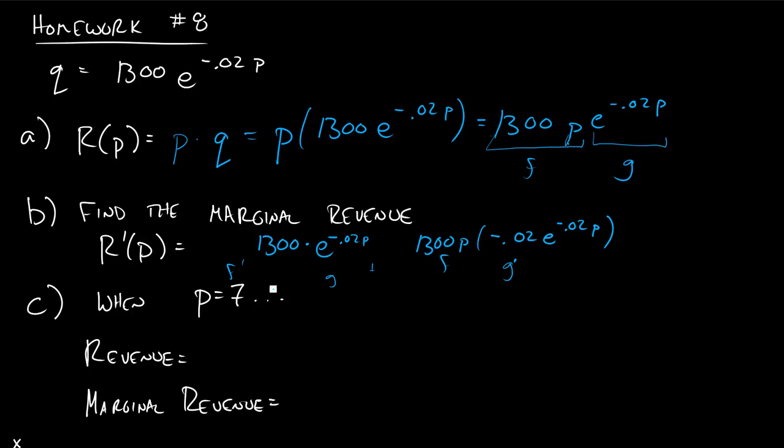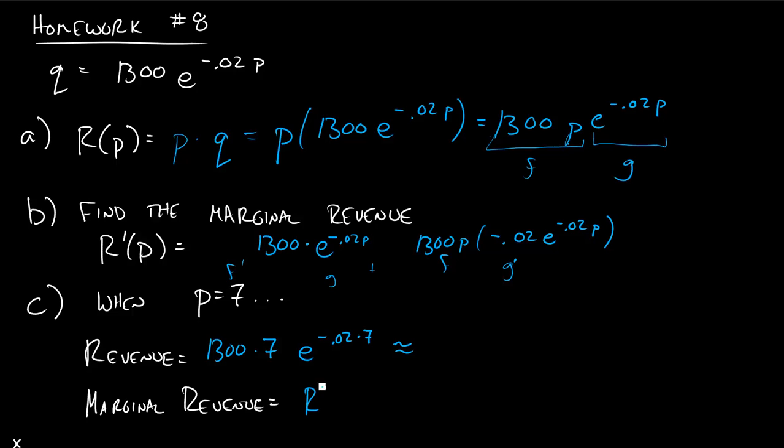And so when it says when p equals 7, so when you set the price of your Big Mac equal to an outrageous $7, how much revenue are you getting? All you have to do is come up to this function and plug it in. That tells you your total revenue, right? So you could plug in 1300 times 7 e to the negative 0.02 times 7 into your calculator and get an answer. What about the marginal revenue? How do we get that? Well, we're just going to plug it into our derivative.